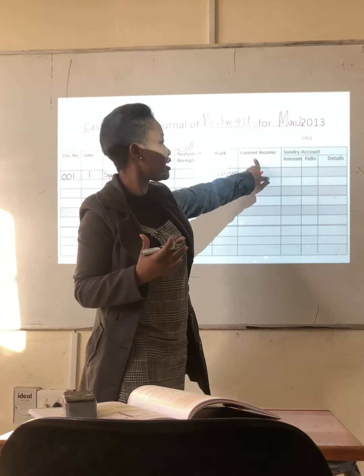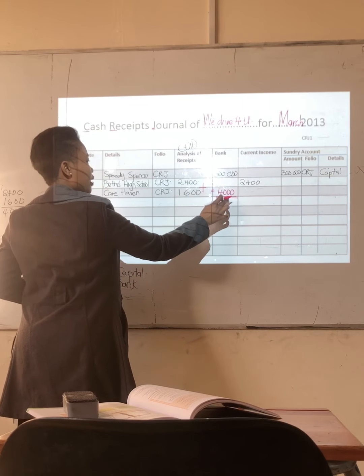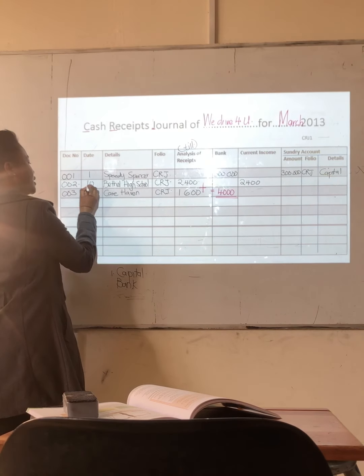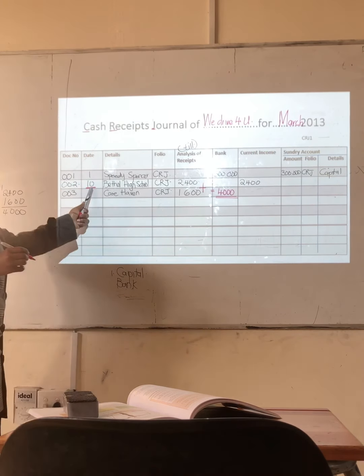Why am I recording only in this bank column? Because these transactions took place on one day. So I can't go to the bank and deposit 2,400, come back and go and deposit 1,600. In actual fact, in reality, what will happen? I will carry the 2,400 and the 1,600. So in total, I am depositing 4,000 on that particular day. Okay?